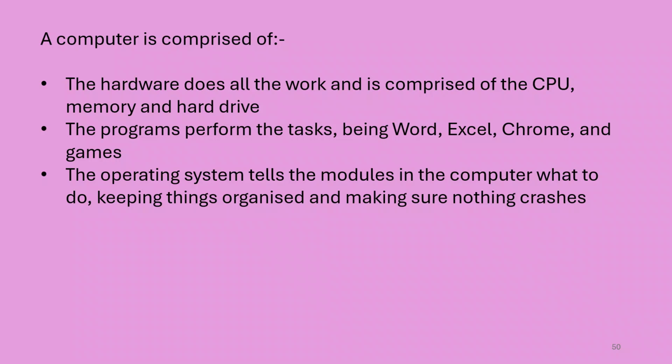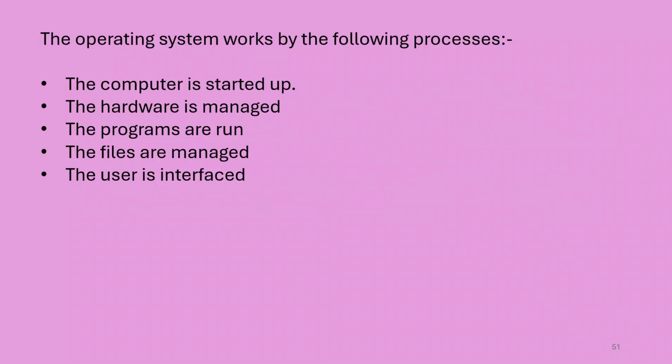In the last lesson, lesson 2, we talked about the hardware of the computer, all of the devices that are attached to the computer and all of the components that are in the computer that make it run. The operating system works by the following processes: the computer is started up, the hardware is managed, the programs are run, the files are managed, and the user is interfaced.